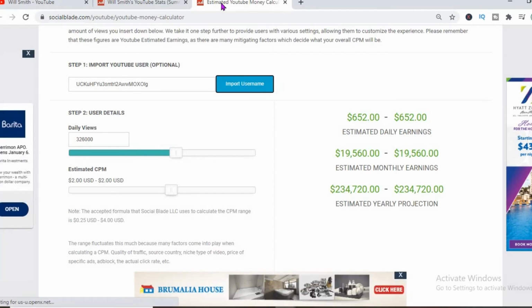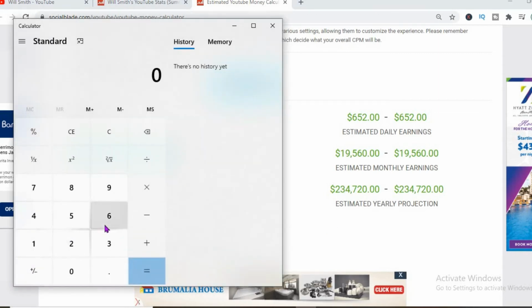But with an estimated CPM of $2 and his daily view count being 326,000, he'll be earning $652 per day. But this is before YouTube takes their cut of 45%, which would leave him with $358 per day.